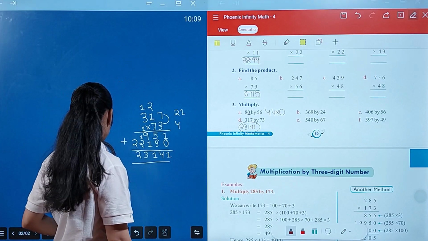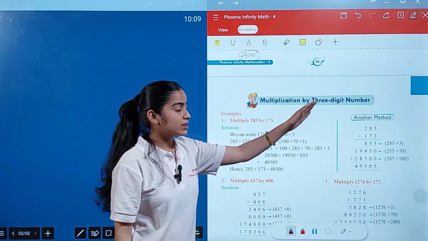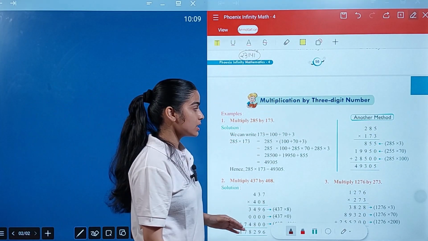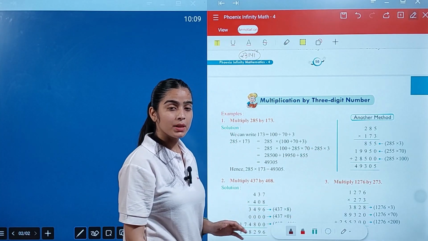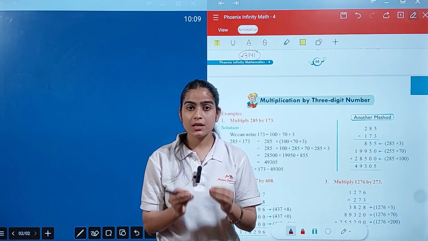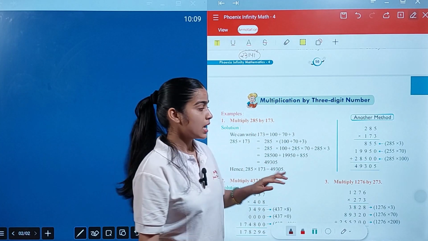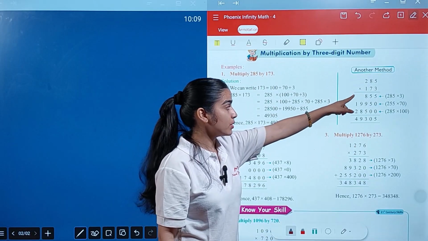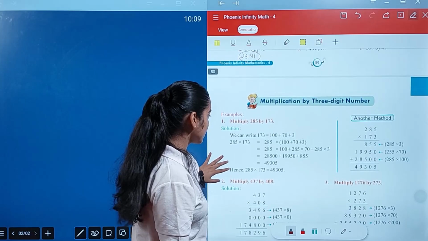Now we move forward to the next concept we have, which is multiplication by a three digit number. In this case we have both three digit numbers which we have to multiply. So don't be confused. The same process and the same method is applied here. There is only one difference. When we shift to the next number, we have to add two zeros in this step.